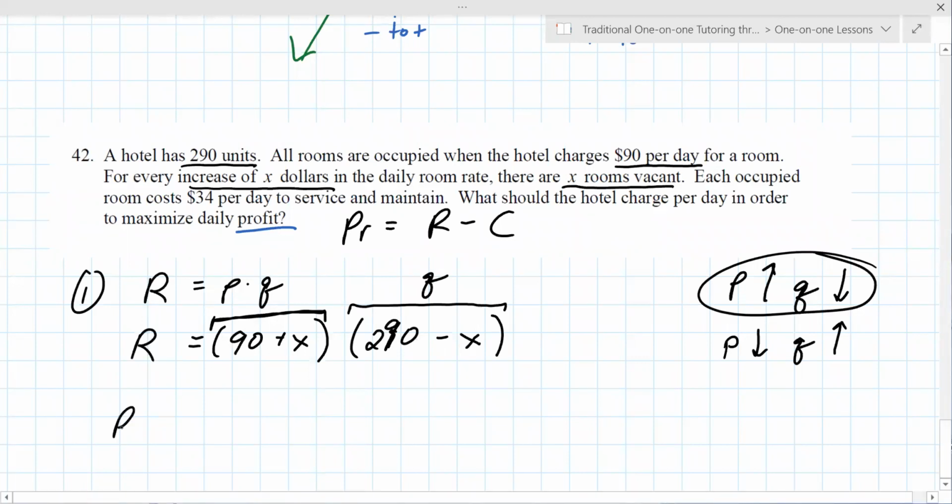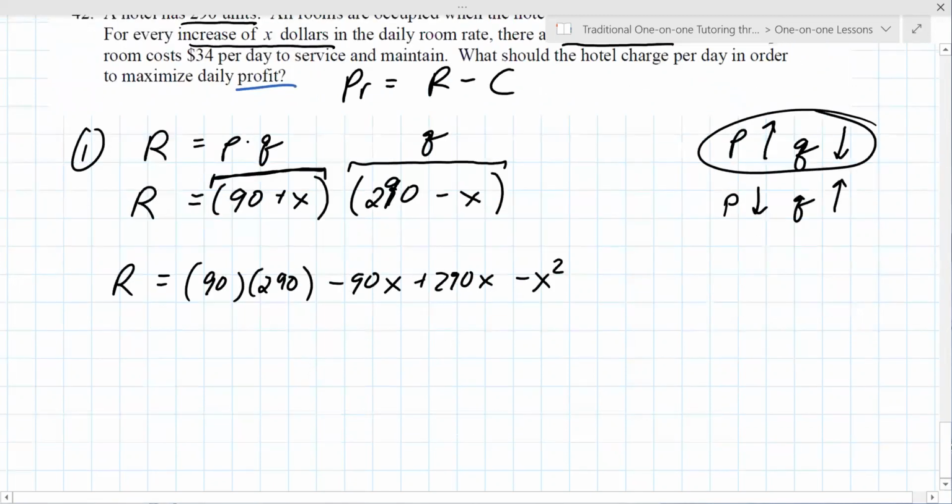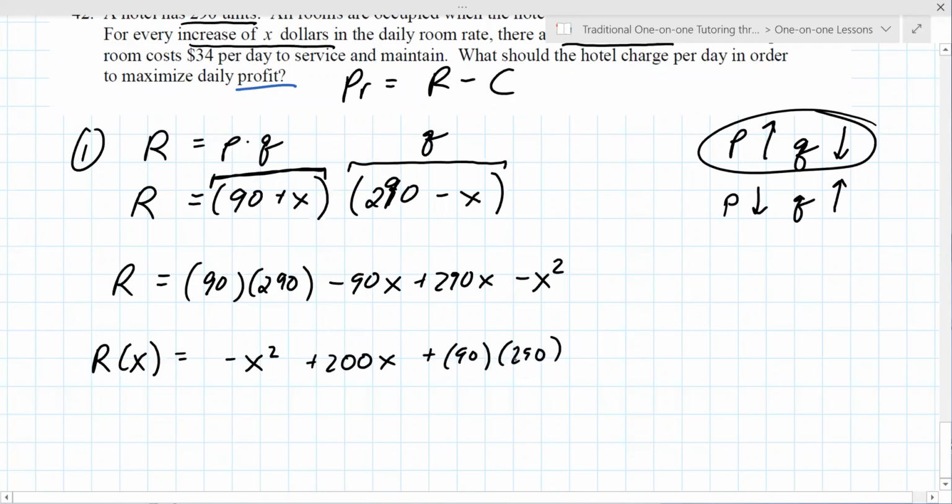All right, so let's just get the revenue function here. And this is probably a part of the test where you'll have a calculator, so you've got to multiply this out. The 90 times 290 is actually irrelevant. You don't need to ever deal with that. Then you have minus 90x plus 290x minus x squared. So your revenue as a function of x is minus x squared plus 200x plus this 90 times 290. I know it feels like that matters, but it actually doesn't. You can multiply it out if you want.